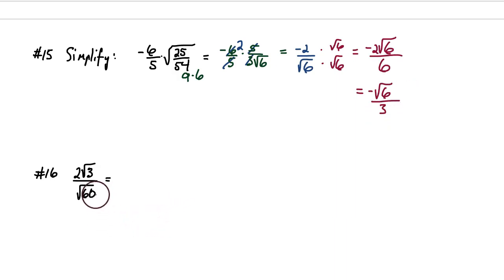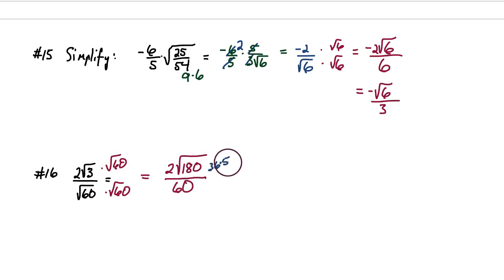Number 16, let's rationalize again. Let's times the top by the square root of 60 and the bottom by the square root of 60. So now we have 2 times the square root of 180 all over a regular 60. Well, 180 is not a perfect square, so let's think of 180 in its factored form. 180 is the same thing as 36 times 5. And I chose 36 times 5 because 36 is a perfect square. We can take the square root of it and get an integer.